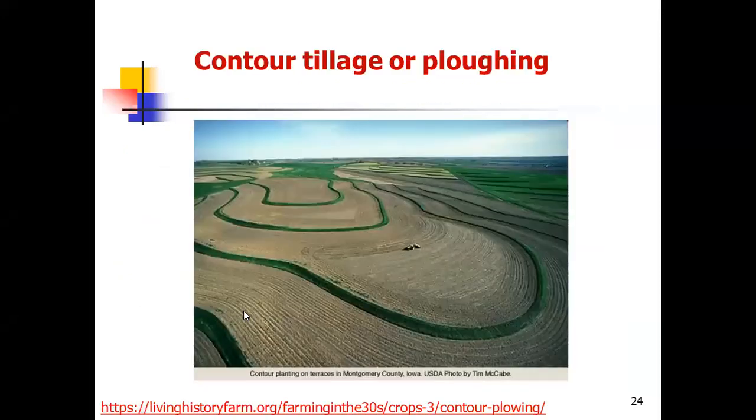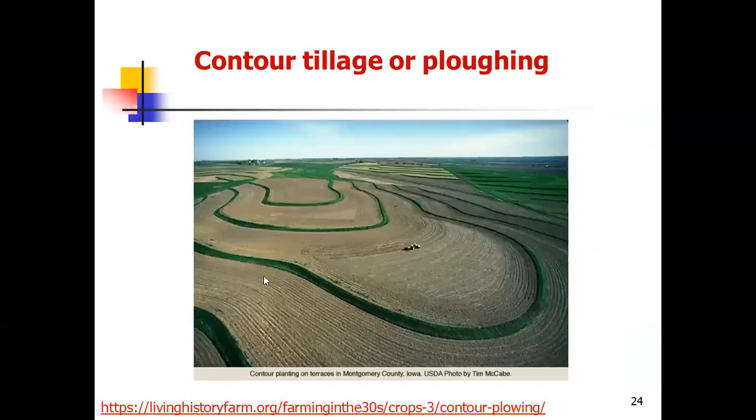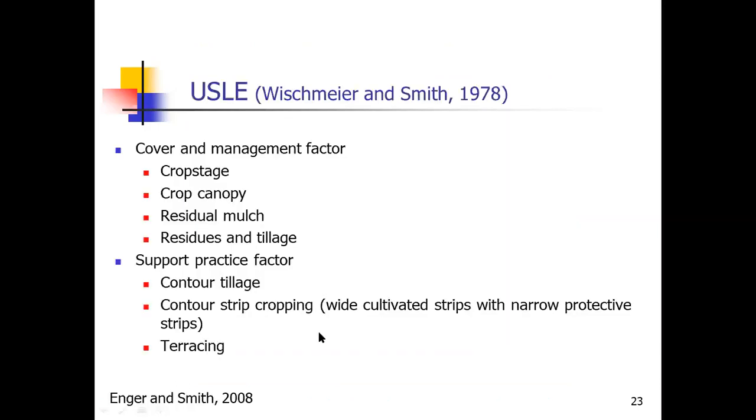Now, this is also a good example of strip cropping. What you see over here is that you have wide strips that are used for agriculture, and there are protective strips in between the wide strips. That is for preventing erosion of the soil from one band to the next band. So that is strip cropping. So you have that kind.